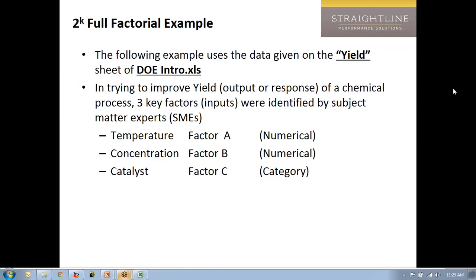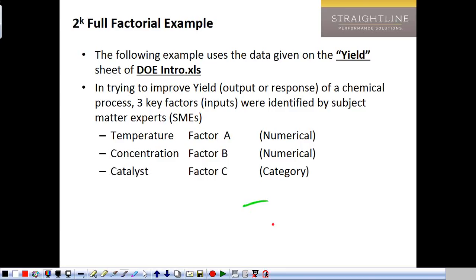So we've got a chemical plant in this case, and they want to improve yield, which is an output or a response. So yield is the output here. This is yield. And they have three factors, which we're just going to call A, B, and C.